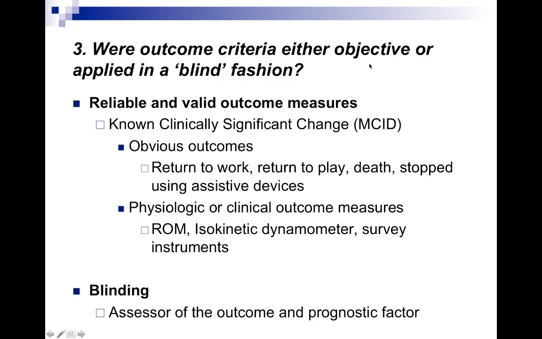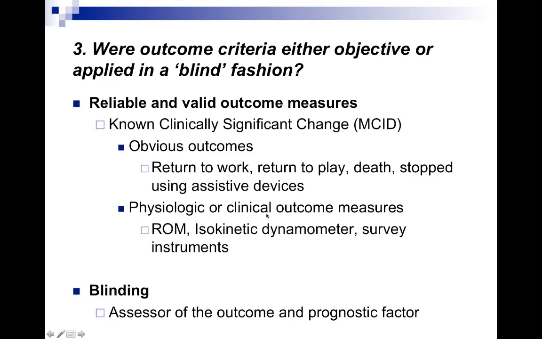Were the outcome criteria either objective or applied in a blind fashion? So here, this is striking at the idea of whether the outcome variables are reliable and valid. Different ways of defining this are interesting. You can document how many people have a clinically meaningful change on an outcome measure, and that works fairly well. Or you can use a dichotomous outcome, like in this case, return to work, return to play, death, or stopped using an assistive device.